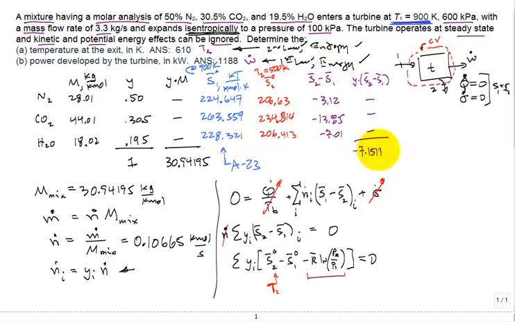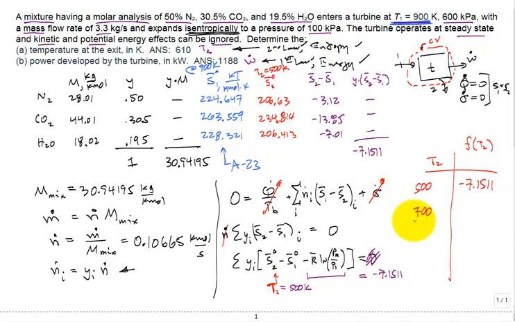So what do we have to do? We have to go and change T2. So when T2 was equal to 500 Kelvin, this is not equal to 0, but is equal to negative 7.1511. Now you change T2, maybe even make a table over here and say this is my value of T2. This is my function that I'm trying to drive to 0, and it's a function of T2. When we put in 500, this comes in negative 7.1511. Well, let's try 700. Just repeat the process. When you put in 700, this comes in at 5.1243.